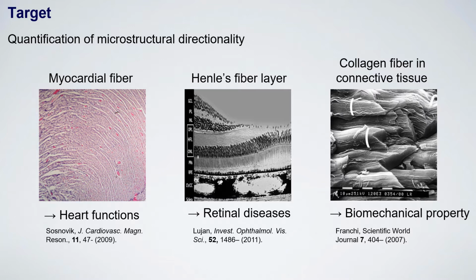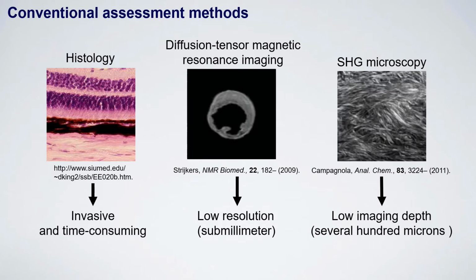To examine these microstructures, some approaches have been taken. Histological assessment is a basic method for evaluating microstructure, but is invasive and time-consuming. Diffusion tensor magnetic resonance imaging can visualize three-dimensional fiber structure of the heart, but the resolution is limited to sub-millimeter. And SHG microscopy can observe collagen in the tissue, but the imaging depth is limited to several hundred microns.